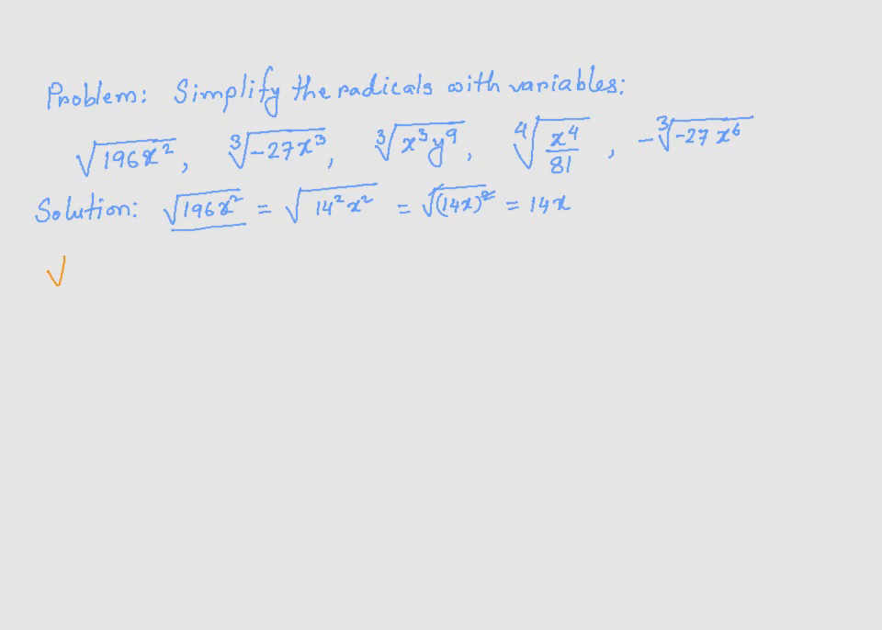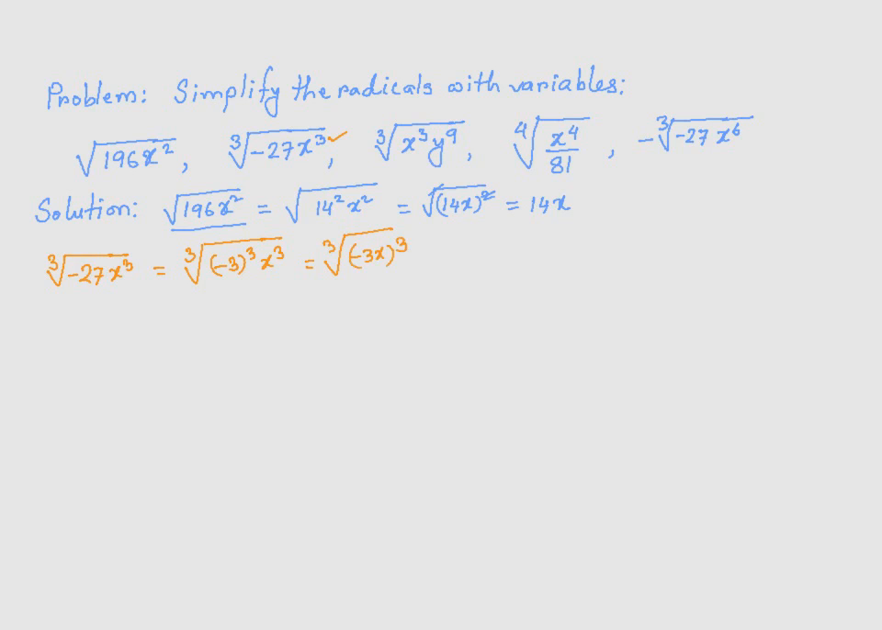Similarly, I'm going to do the cube root of this one, negative 27x cubed. Now keep in mind, negative 27 is negative 3 whole cubed, and then I have x cubed. Then I can rewrite it as negative 3x whole cubed.